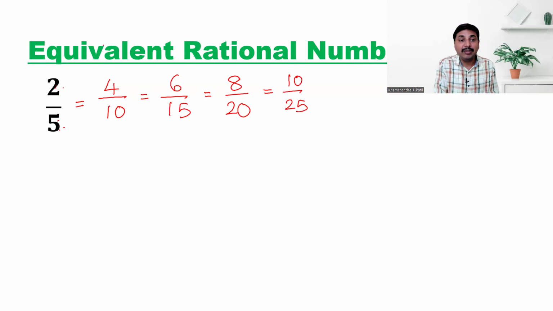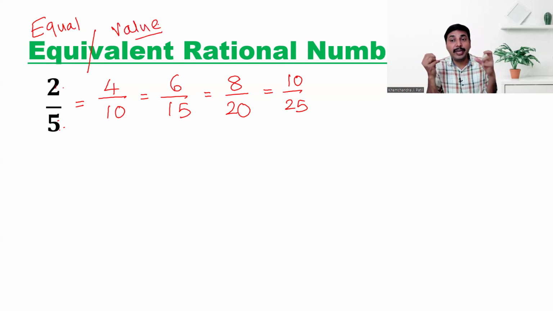All these are equivalent. Equi means what? Equal. And valent means what? Value. जिनका value equal है. Okay. Now, see how you can find the equivalent rational numbers of any rational number. Just multiply numerator and denominator by the same number.